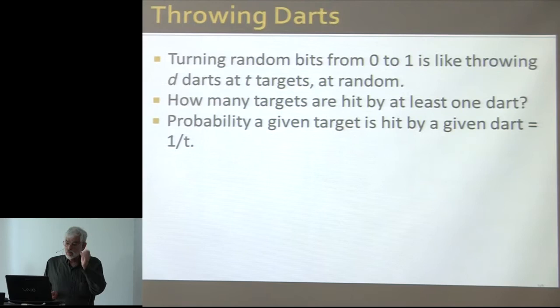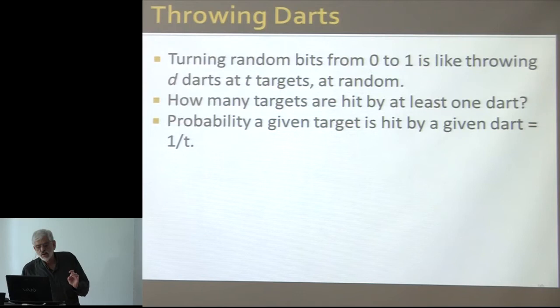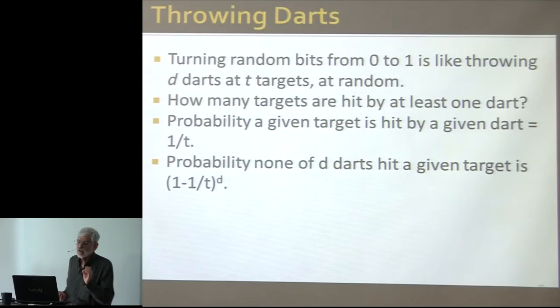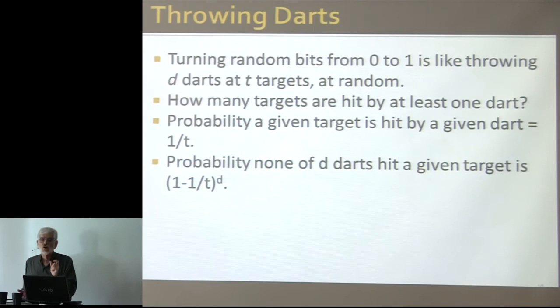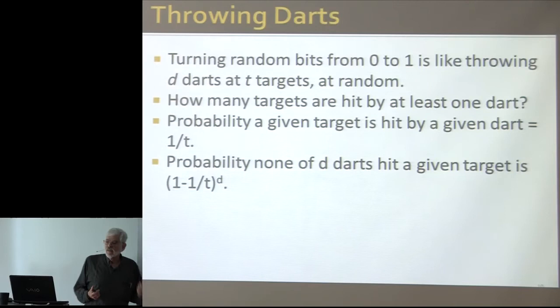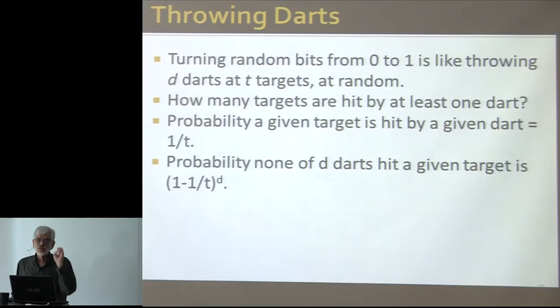Okay, if I throw one dart, the probability that any given target is hit is 1 over T, the number of different targets. Now, I claim the probability that I throw D darts and a particular target is not hit is this: 1 minus 1 over T. Well, that's the probability that one dart doesn't hit it. And because the darts are independent events, I raise that to the number of darts that I throw, and that gives me the probability that a target is not hit, or put it another way, that a zero in the bit array stays zero.